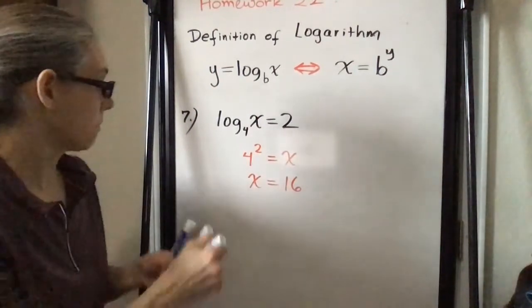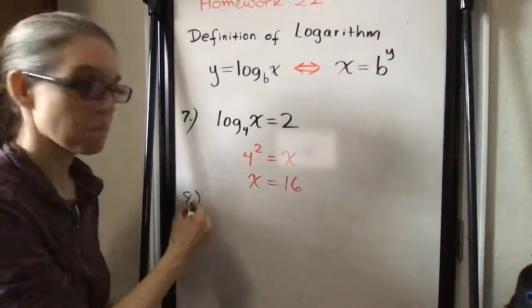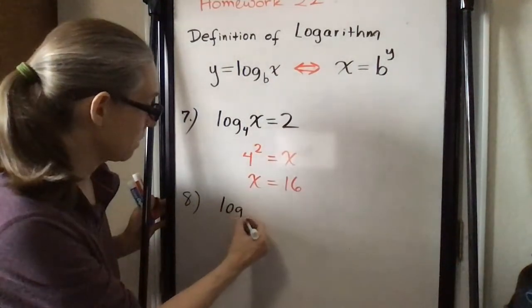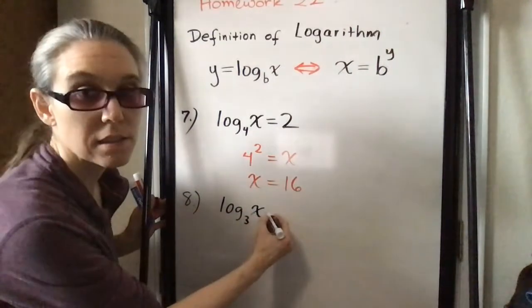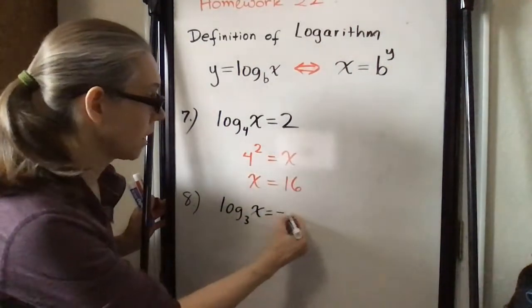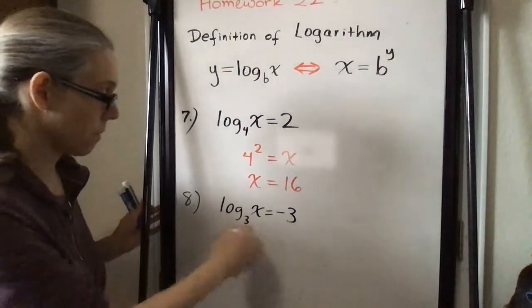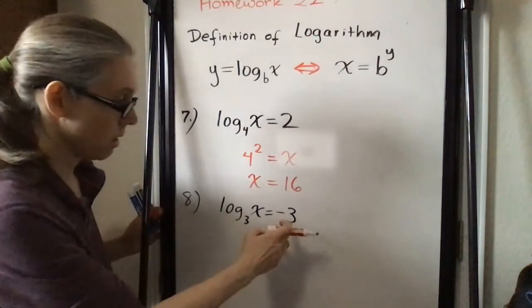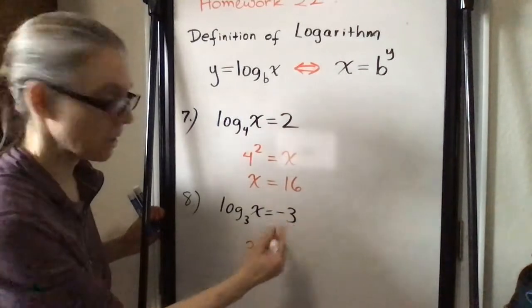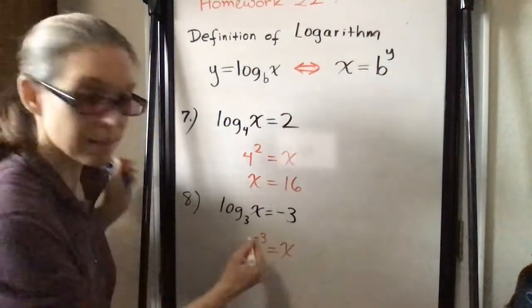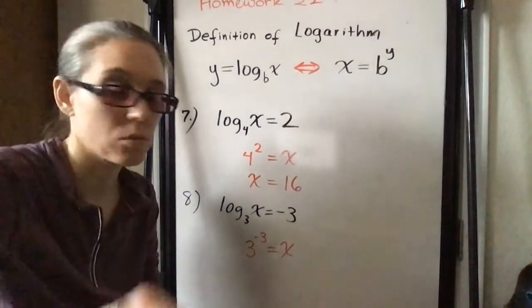Question number 8. Log base 3 of x is equal to negative 3. So what do we do? This is the base, 3. Then this number across the equal sign becomes the exponent. 3 to the negative 3 is equal to x.